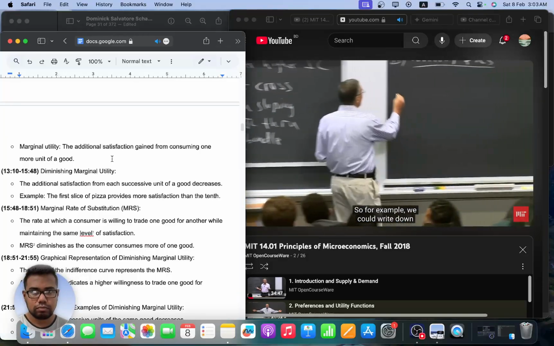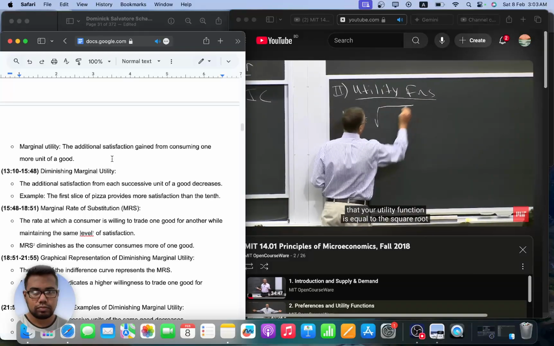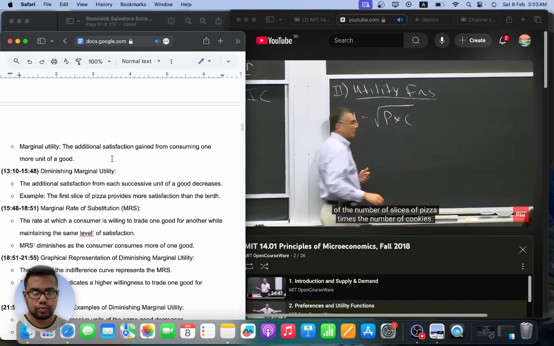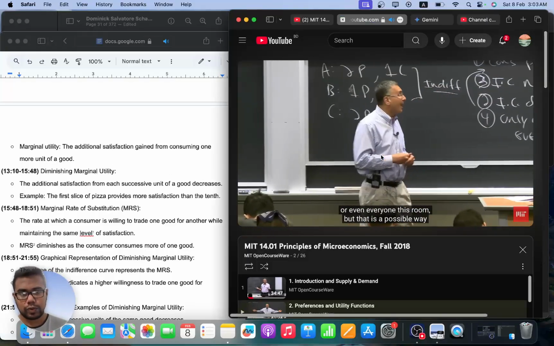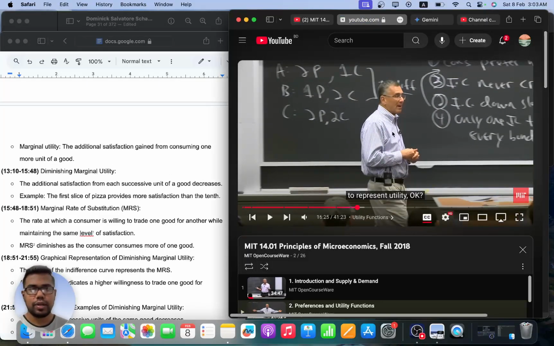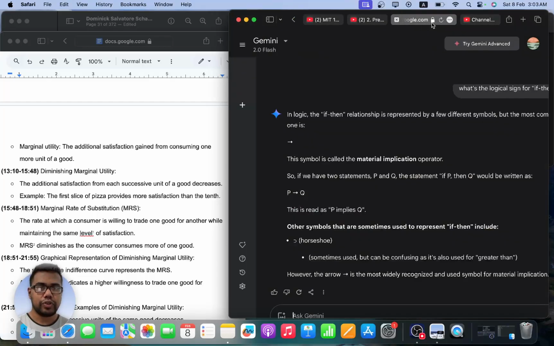So, for example, we could write down that your utility function is equal to the square root of the number of slices of pizza times the number of cookies. We could write that down. I'm not saying that's right. I'm not saying it works for anyone in this room or for everyone in this room. But that is a possible way to represent it. There are different types of utility functions.